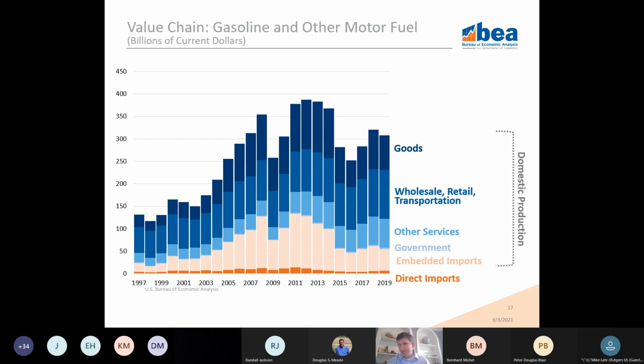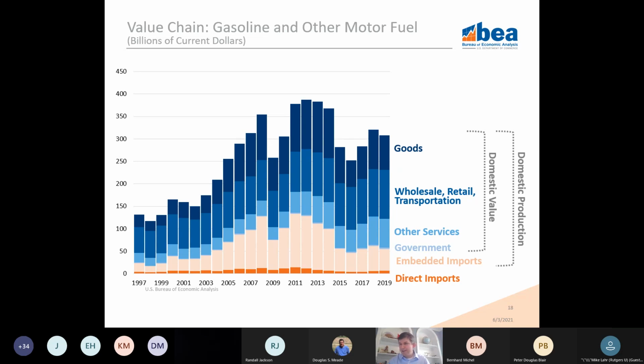The other services section could include everything from the electricity needed to run a refinery, to machinery and equipment repair services, to legal services associated with the production process. Government is an almost invisible sliver there below other services, which really just shows that government plays a limited production role, at least, in this value chain. And then embedded imports at the very bottom capture the goods and services that are imported and used as intermediate inputs throughout the domestic supply chain. Probably a lot of this is imported crude petroleum, I think.